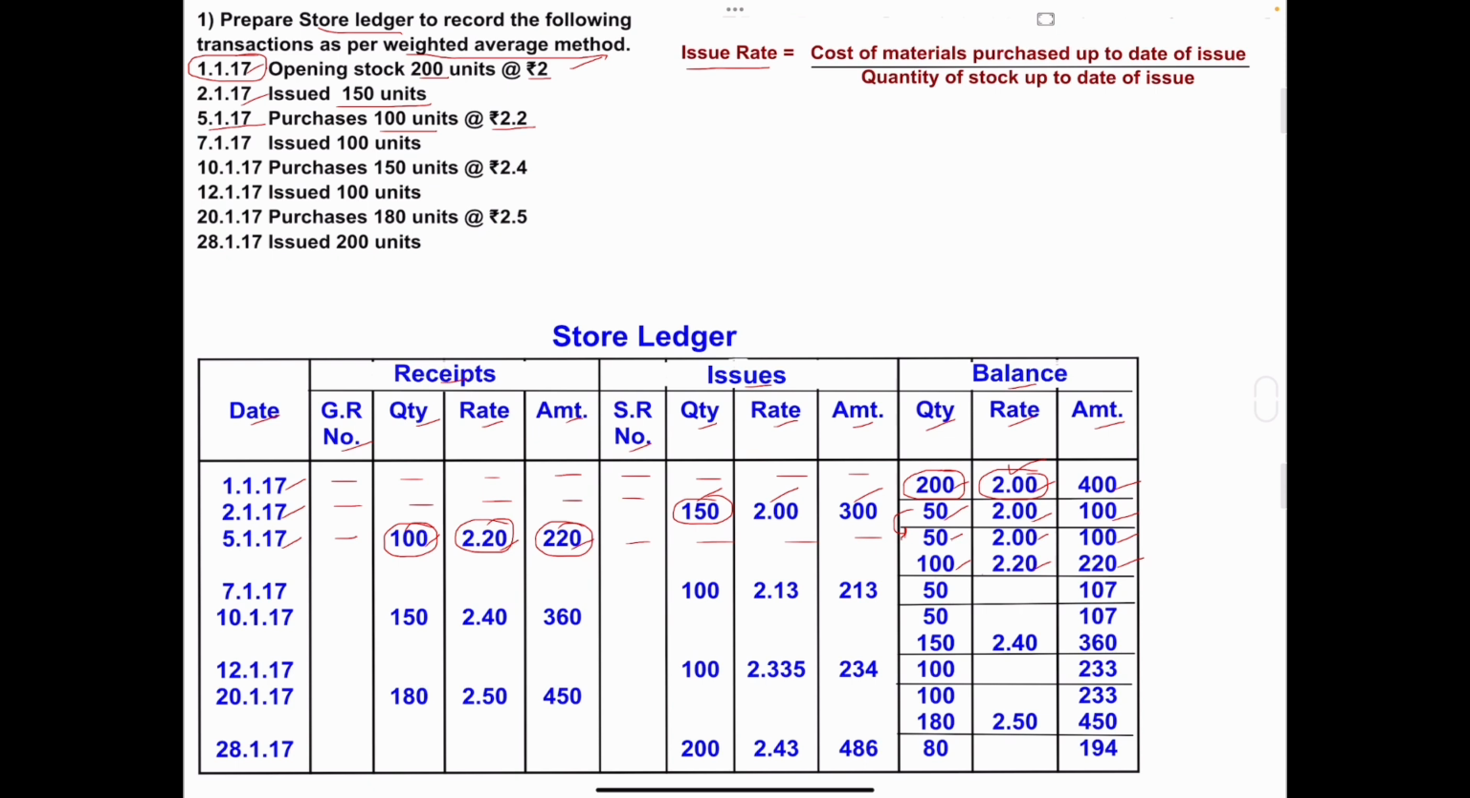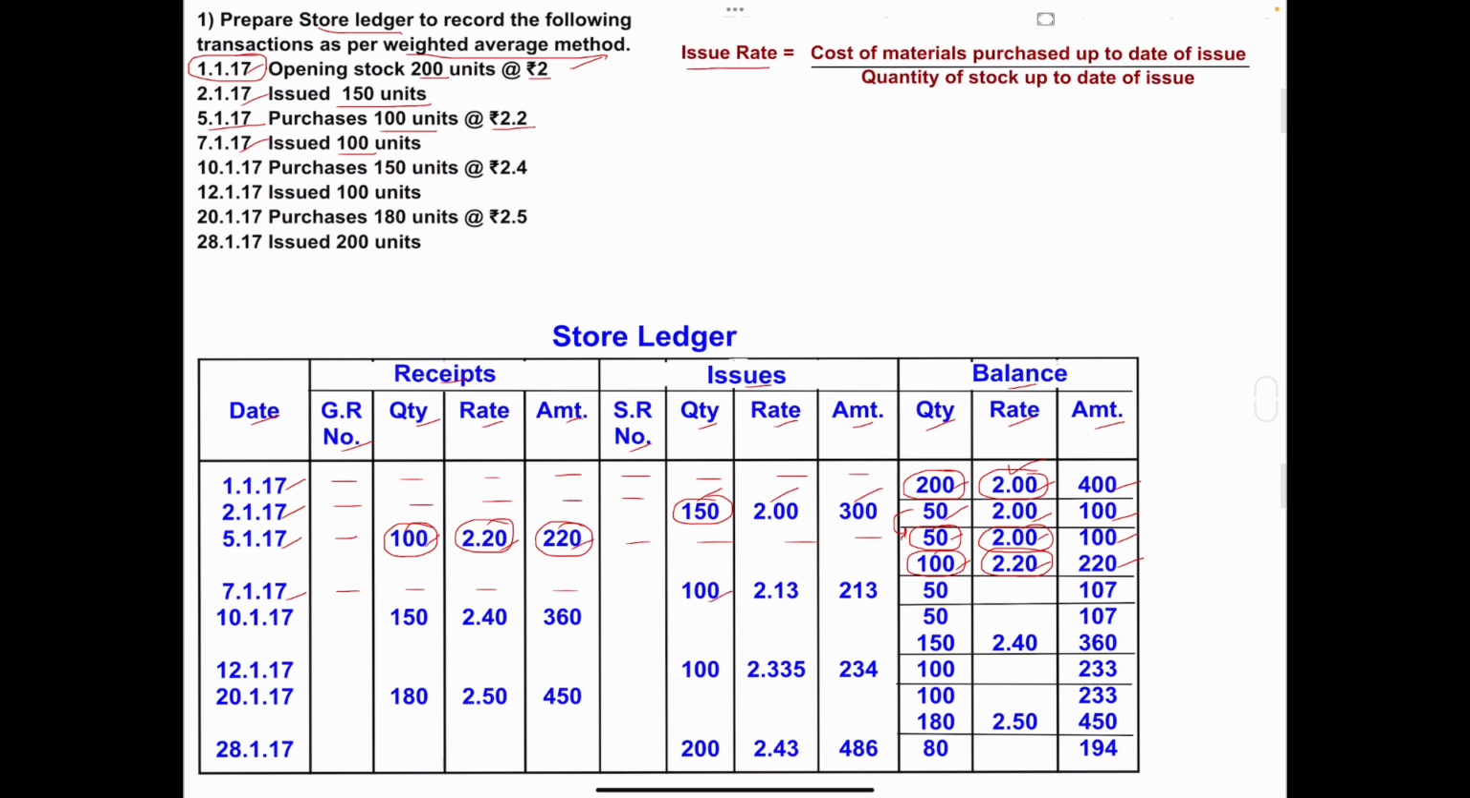Next on 7th January, issued 100 units. 7th January, receipts column nil. So in total how many units do we have to issue? 100. Before issuing the quantity, see the balance. In balance, we have two different stocks, that is 50 units at rupees 2 per unit and 100 units at rupees 2.20. In total we have to issue 100. Directly we will take 100 here.